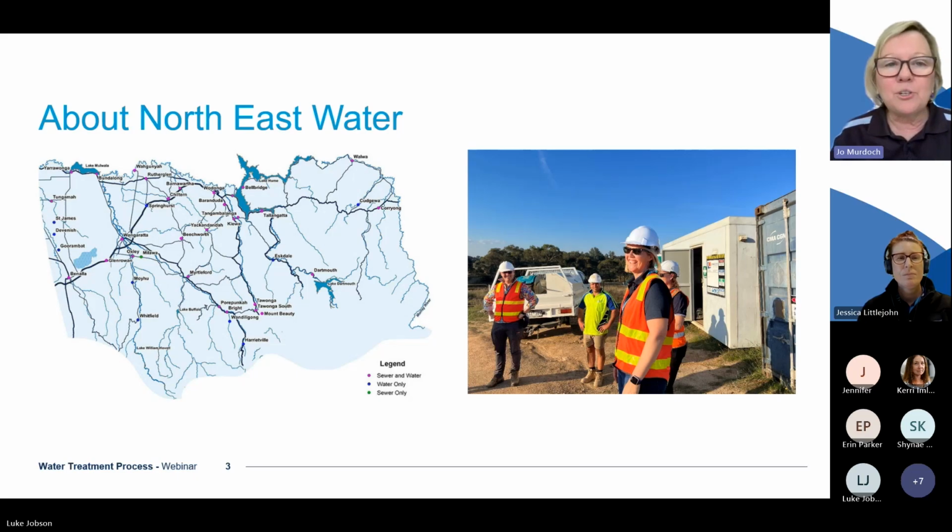Our assets are valued at $1.6 billion, and we are committed to investing in and maintaining our infrastructure to meet current and future needs. And you may or may not know, but we have one of the lowest water bills in Victoria and across the nation. Our average water bill is around about $1,040.